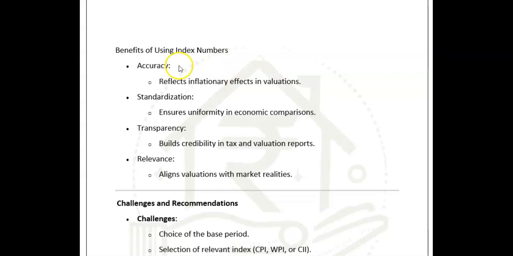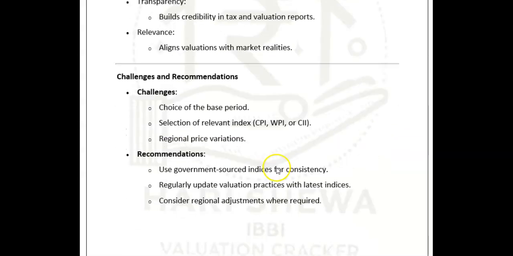Benefits of using index number. Accuracy: reflect inflationary effect in valuation. Standardization: ensure uniformity in economic comparison. Transparency: builds credibility in tax and valuation reports. Relevance: aligns valuation with market realities.